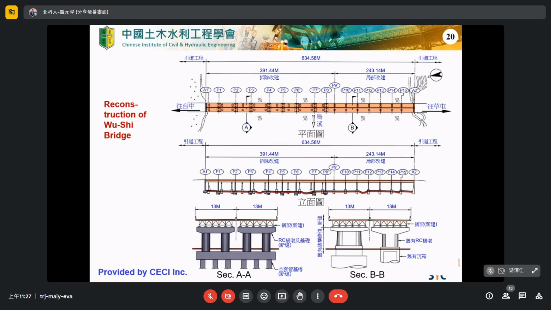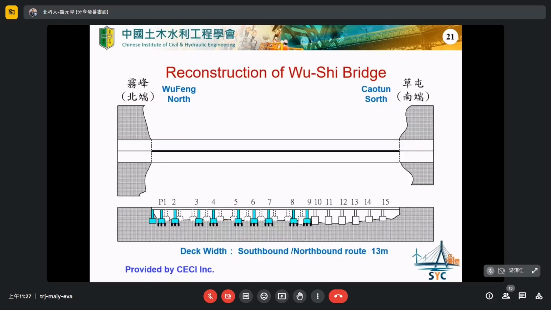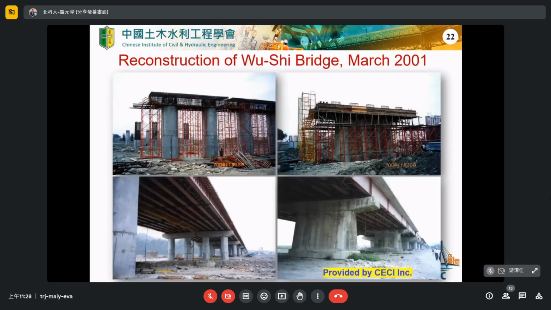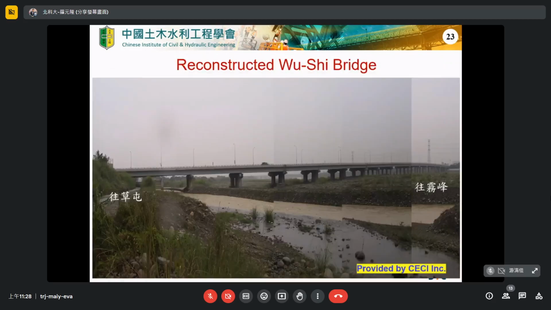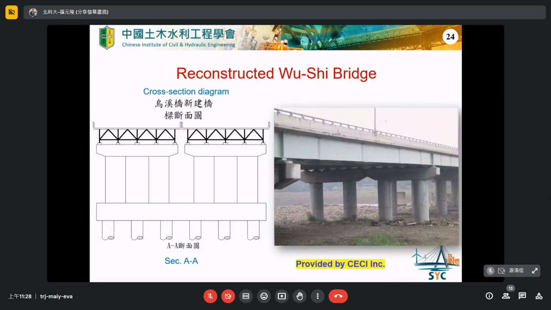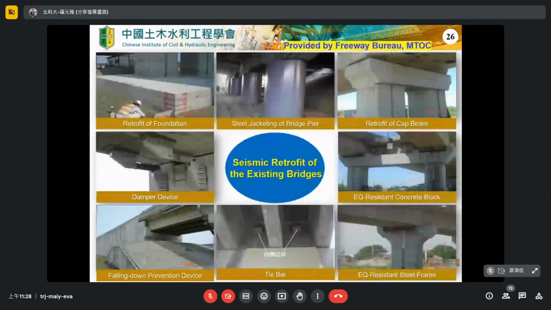In addition to that, we also used base isolation. At that time, we considered adopting LRB, lead rubber bearing, or HDR, high damping rubber. They could be taken into account. And finally, the constructor used the high damping rubber to absorb the seismic energy. So this is the map of the reconstruction of the bridge, the construction stage, and the final photo.